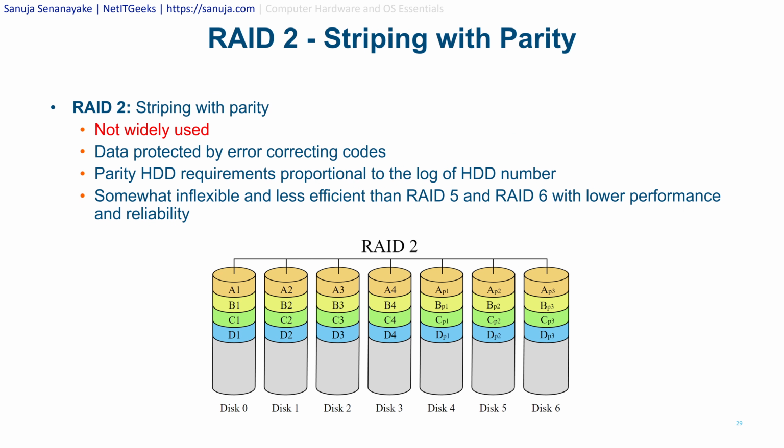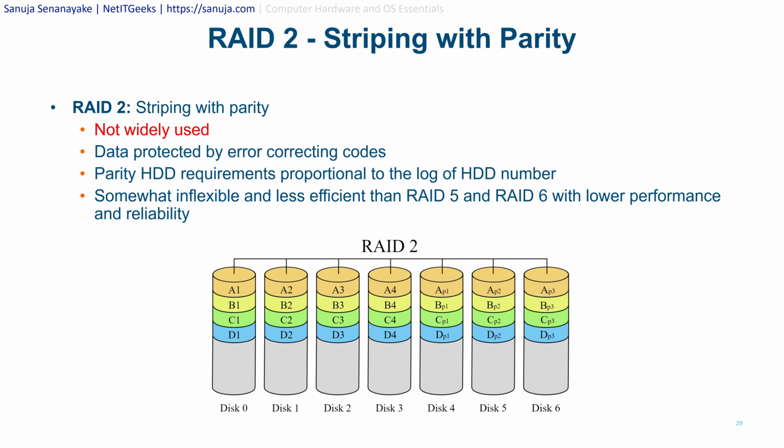RAID 2, which is striping with parity. RAID 2 is not widely used in the industry. It does provide data protection because, unlike RAID 0, for example, this one has error correcting codes as well as parity built into it.